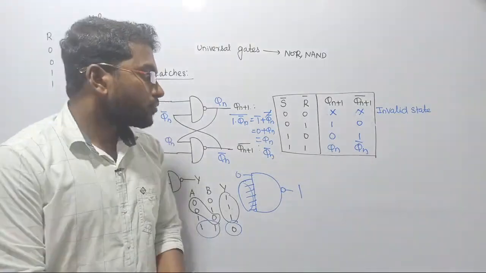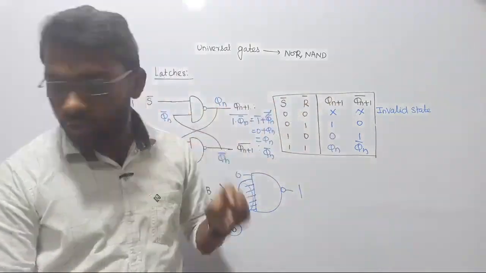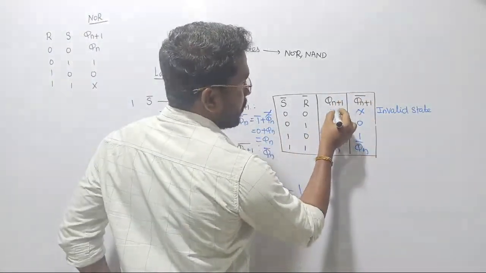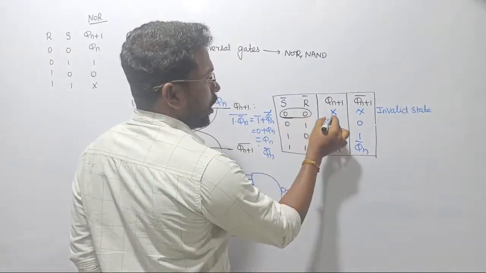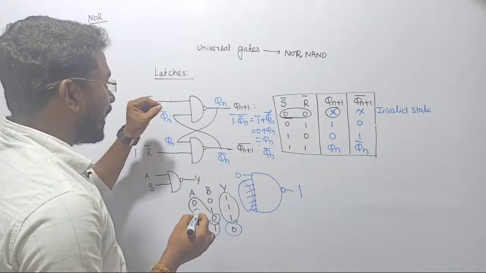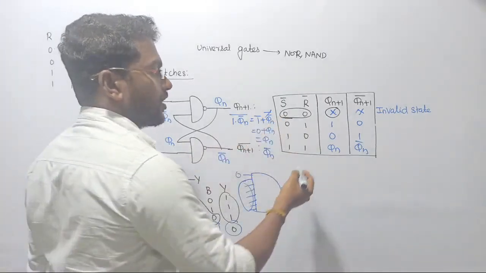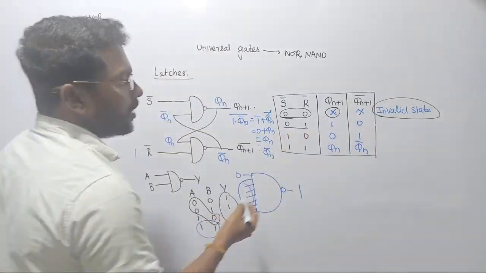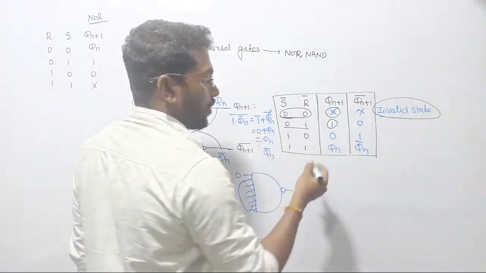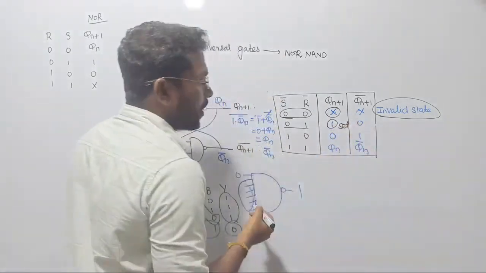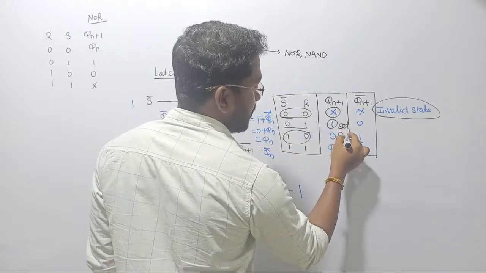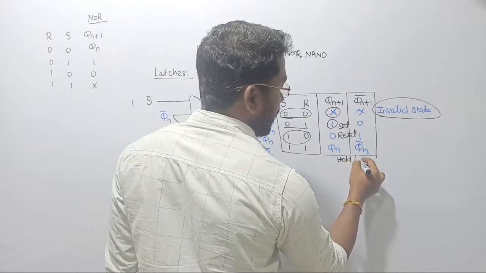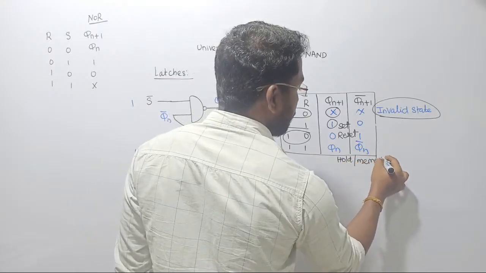Listen guys, now coming back to the realization. See there, whenever your inputs are going to be 0 0, what is the output going to be? In case of NAND based latches, if your inputs are 0 0, then the output state is going to be the invalid state. Now if your inputs are 0 1, then we are setting, your value is going to be set. If your inputs are 1 0, then this is called reset. If your inputs are 1 1, then this is called the holding state, or we can call it memory.